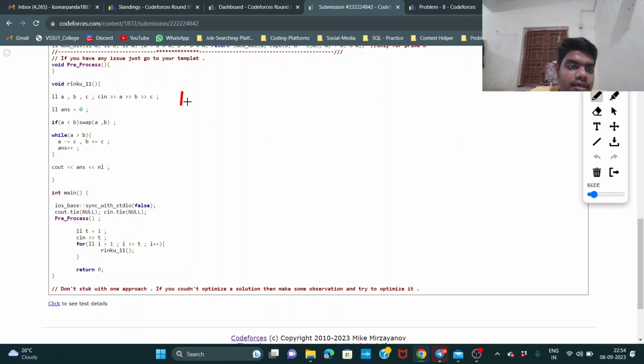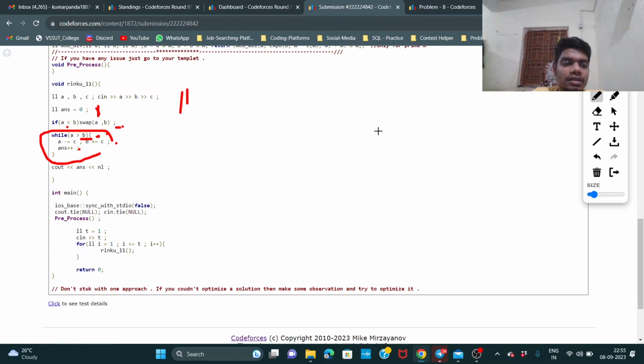I took a, b, c, and answer is 0. This answer is the minimum number of steps. I want to make a bigger, so if a is less than b, then swap a and b. Now a is bigger, and just move until this condition is satisfied: a is greater than or equal to b. In this case, it automatically handles the point case I told you about, like 10.5, 10.5. If you dry run this case, it will automatically work fine.